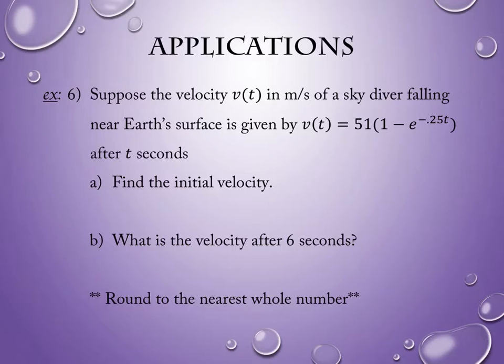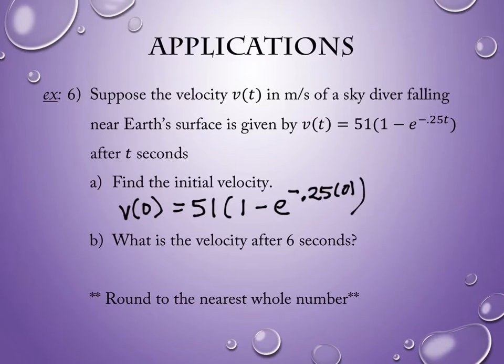This one says, suppose that the velocity, v of t, in meters per second of a skydiver falling near Earth's surface is given by v of t equals, and we have our equation, and this is measured after t seconds. To start with, it says to find the initial velocity. So the initial velocity, just like in our initial problem last time with our initial substance, would be when time is 0. So at the beginning, right? And so this would look like 51 times 1 minus e to the negative 0.25 times 0.